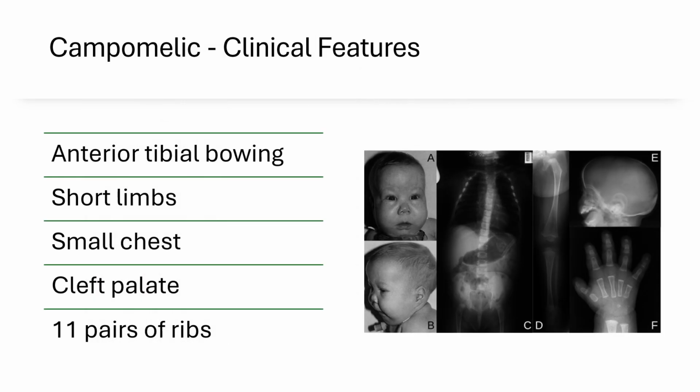Let me guide you through the clinical features of campomelic dysplasia by showing you how each finding connects to the underlying developmental problem. This step-by-step approach will help you understand why these specific abnormalities cluster together and how they create the overall clinical picture. Starting with the anterior tibial bowing, picture how this creates the characteristic bent bone appearance that gives the condition its name.